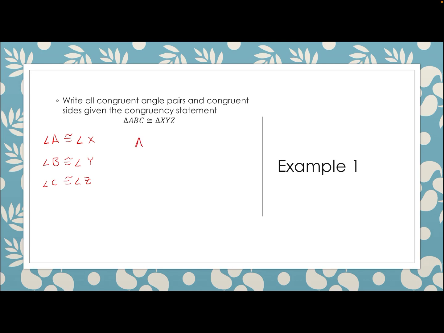For our sides, you should have gotten side AB is congruent to side XY. You should have gotten side BC is congruent to side YZ, and you should have gotten side AC is congruent to side XZ. Again, the order of the letters and how you group them does matter. You should have gotten those 6 things.